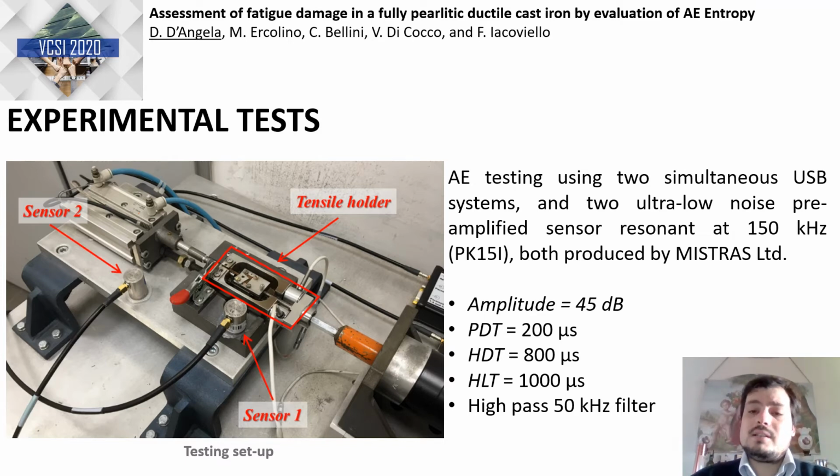The two sensors have the same dynamic characteristics, and they are resonant at 150 kHz. They were both produced by Mistras Limited. The amplitude threshold was set equal to 45 decibel, and the timing parameters PDT, HDT, HLT were derived by literature studies. A high-pass filter equal to 50 kHz was applied in order to reduce to the minimum the noise background.